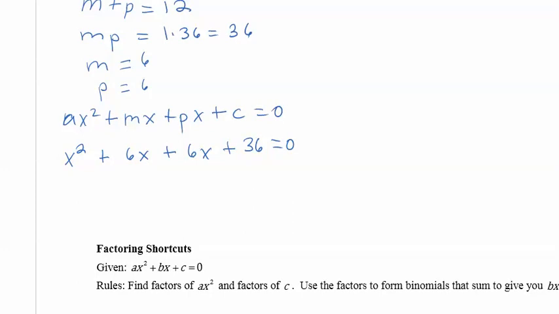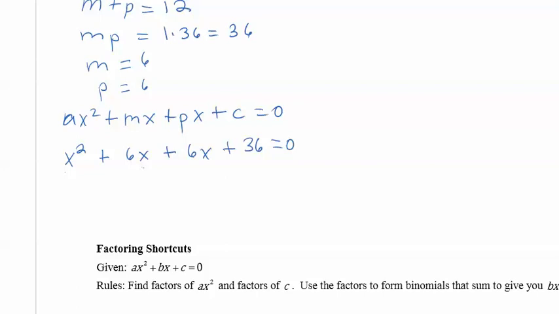Well, if I look at it, I'm going to group where I can pull out common factors. If I look at x squared and 6x, it looks like they both have an x in common, so I could pull that out, which means that I would have to group the other two together. And it looks like they both have a 6 in common, so I could pull that out.